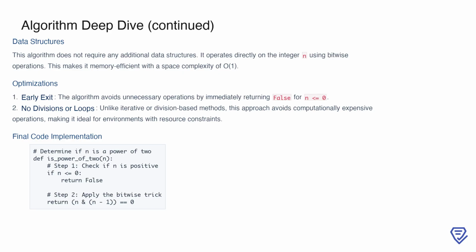Finally, the code implementation of this algorithm is remarkably concise. It consists of a simple function that first checks if n is positive and then applies the bitwise trick to determine if the result is 0. This combination of efficiency, simplicity, and clarity makes the algorithm a standout solution for the problem.